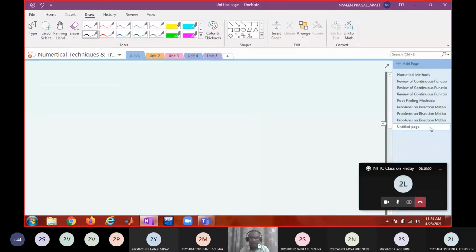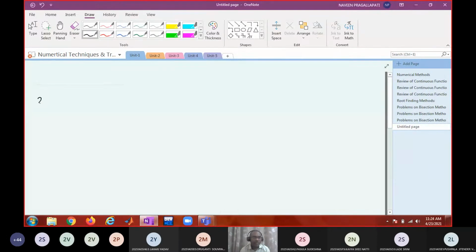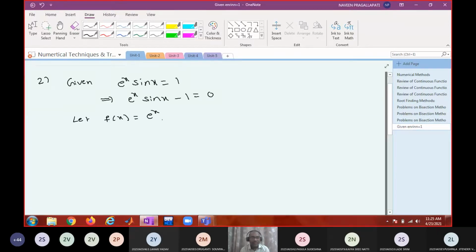So the second problem is: given that e power x into sin x equal to 1. This implies that e power x into sin x minus 1 equal to 0. Always rewrite the given equation in f of x equal to 0 form, and then choose the function f of x as the left hand side function, e power x into sin x minus 1.